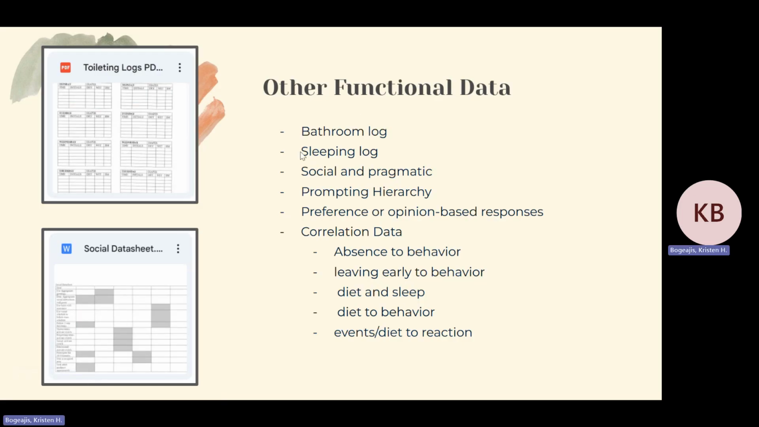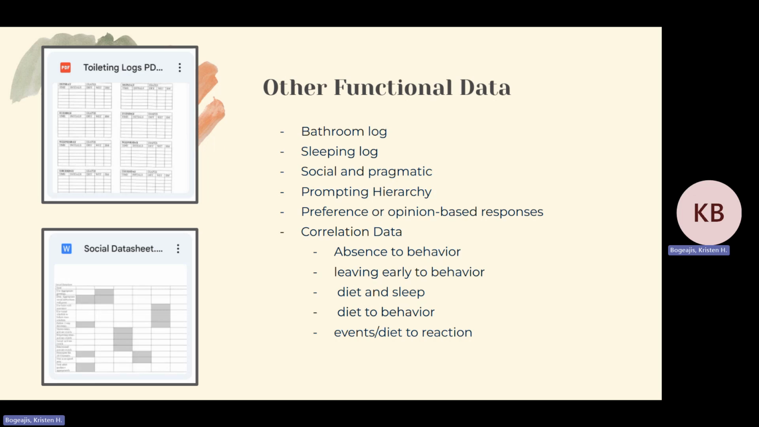All right, some other functional data that you might be taking in the classroom would be a bathroom log, a sleeping log, a social and pragmatic log, a log of the prompting hierarchy, preferences or opinion-based responses, or correlation data. And what I mean by correlation data is sometimes we need to take data to show that there is a correlation between consistent events and behavior, for example.